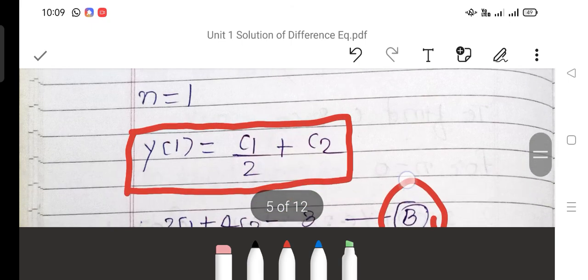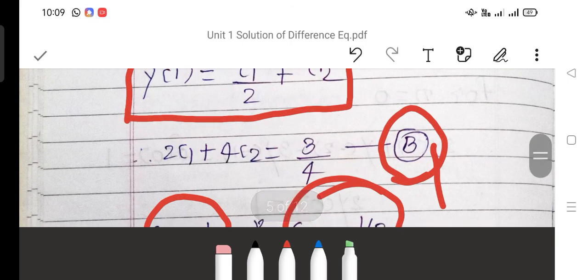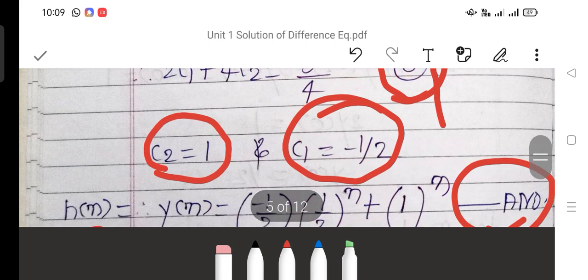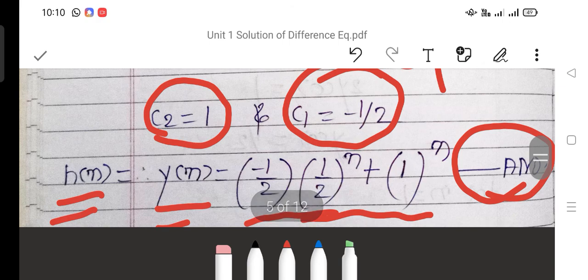Similarly, for n equals 1, we get 2c1 plus 4c2 equals 3 by 4, that is B. We solve A and B simultaneously, due to which we get c2 equals 1 and c1 equals minus 1 by 2. So h of n, that is the impulse response, will be minus 1 by 2 times 1 by 2 to the power n plus 1 to the power n. This is our complete solution.